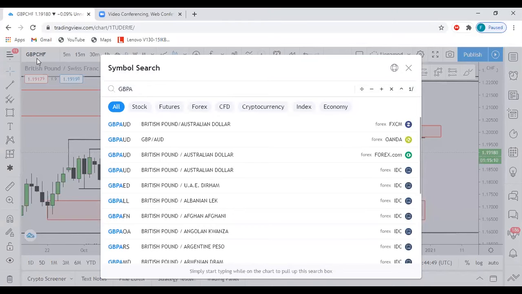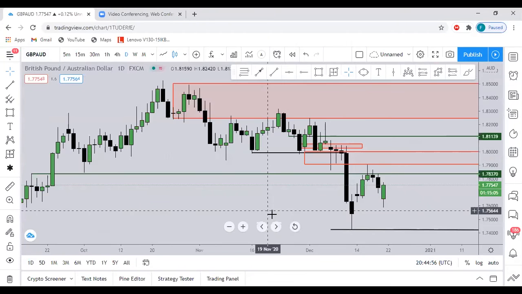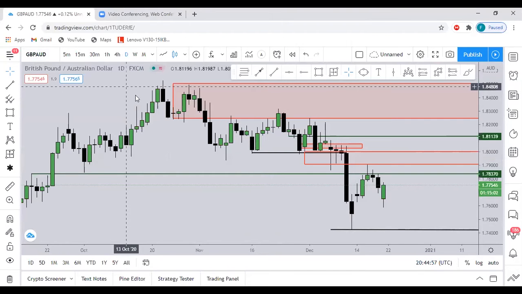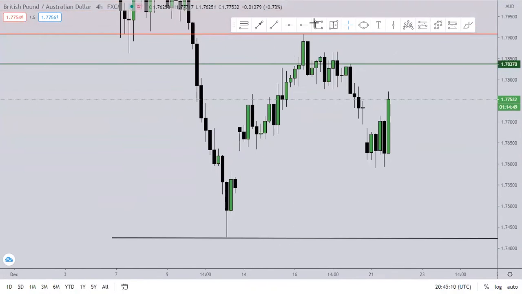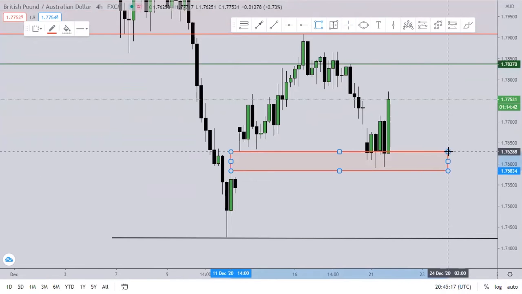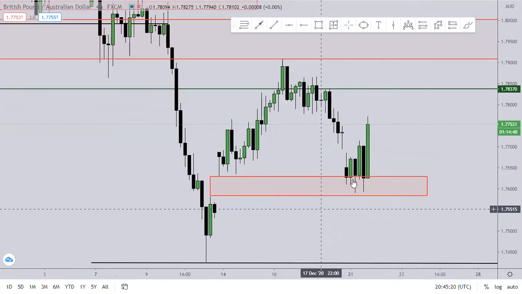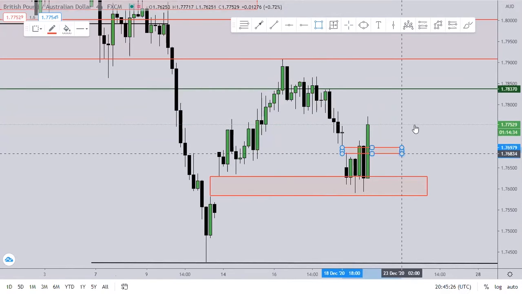Let's see if there was a gap on it last week and this week. GBP AUD. I don't think there was a gap on this one. Let's look at the 4-hour time frame. Oh, there was. This gap was last week. So that is volume imbalance. You see, they filled it. There's another volume imbalance here, a tiny one. They have filled it also.